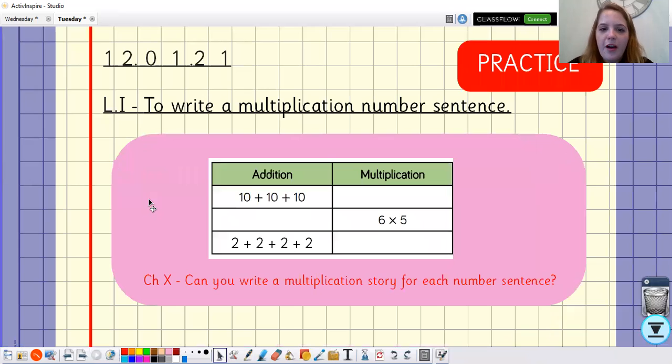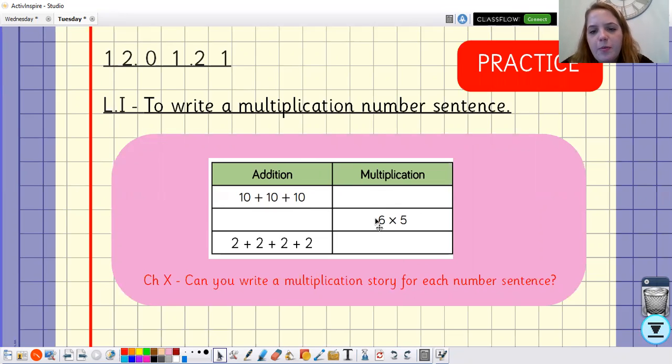Okay, so our final practice before we get started with our learning. Now, as you can see here, we have a table. One half of our table is addition. The other column is multiplication. Now, some of the addition number sentences have been completed, and one of the multiplication number sentences has been completed. So what you need to do is you need to convert, you need to change this addition number sentence into a multiplication number sentence. So we're looking at how many groups we have and then how many in each group.